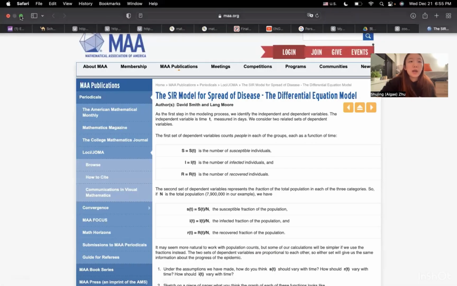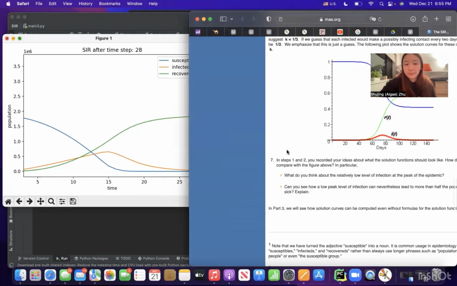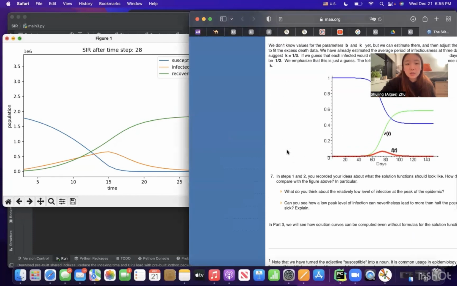Let's take a look at the original one. So you can see it is sort of different. As you may see here, the peaks are shifted a little bit.